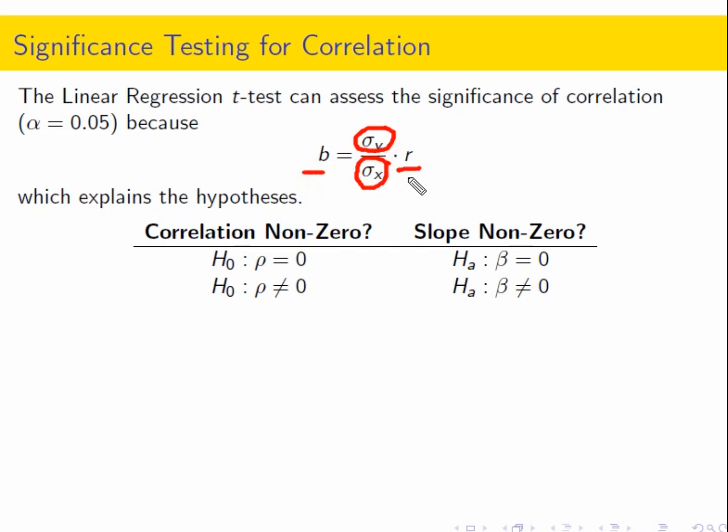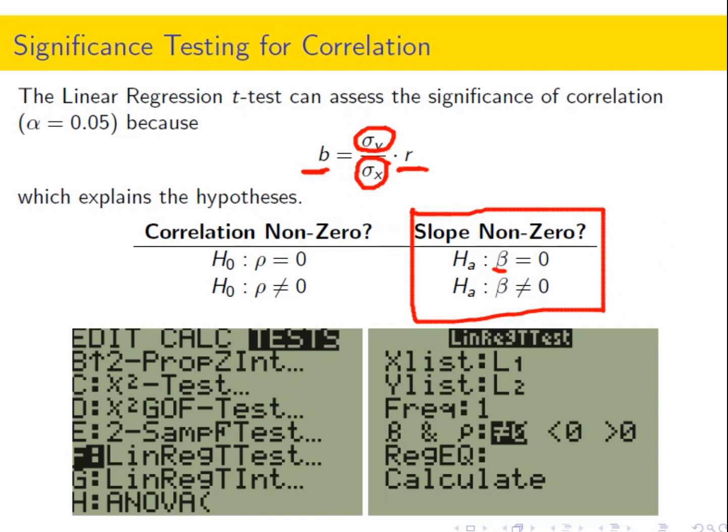And if the correlation is significantly different than 0, then the slope will also be significantly different than 0, and vice versa. So we can also test this hypothesis, which is sometimes a little easier to get at. And this is beta: is the slope significantly different than 0? So that's the logic of the test we're trying to perform.